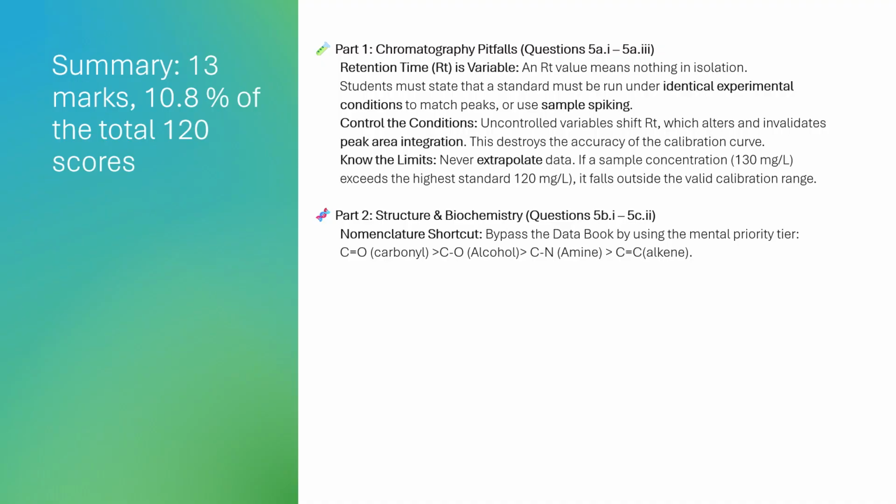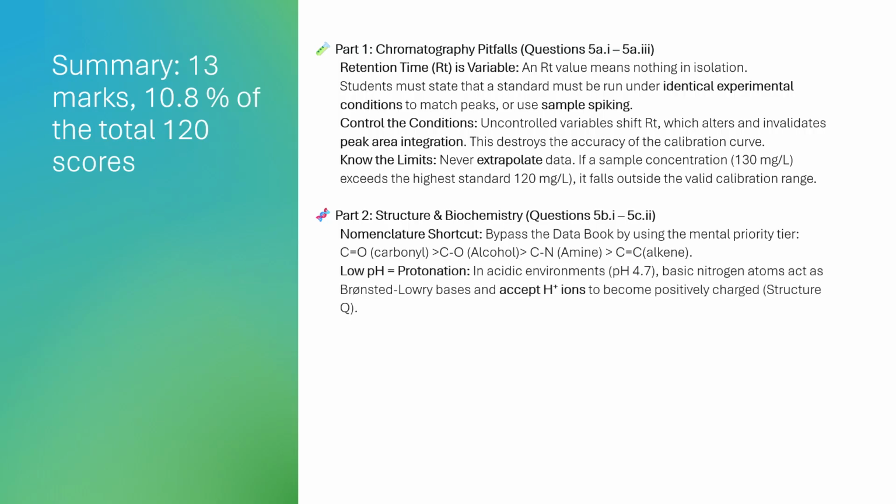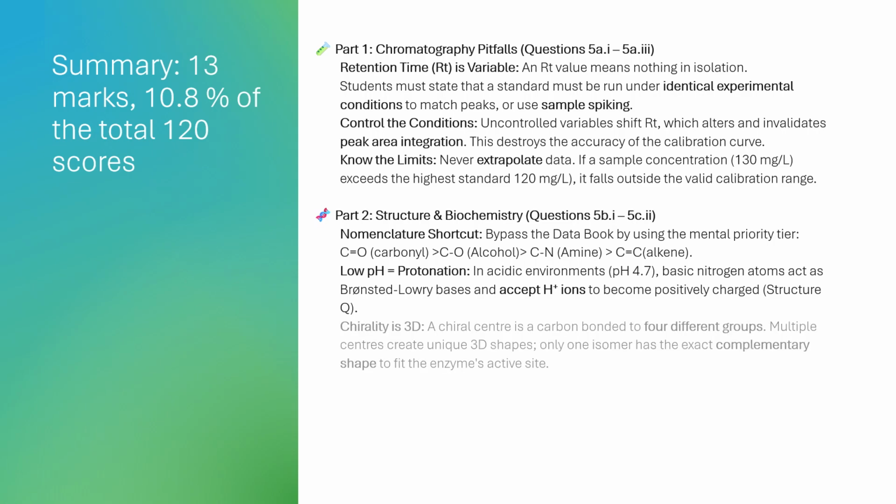5b.1 to 5c.2. Nomenclature shortcut. Bypass the data book by using the mental priority tier. C=O, carbonyl; C-O, alcohol; C-N, amine; C=C, alkene. Low pH equals protonation. In acidic environments, pH 4.7, basic nitrogen atoms act as Bronsted-Lowry bases and accept H+ ions to become positively charged, structure Q.